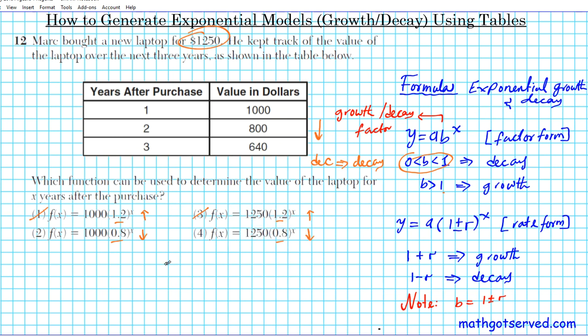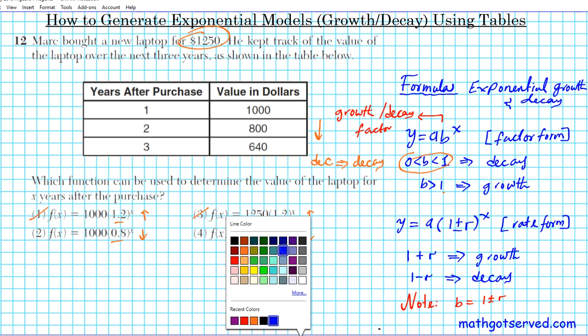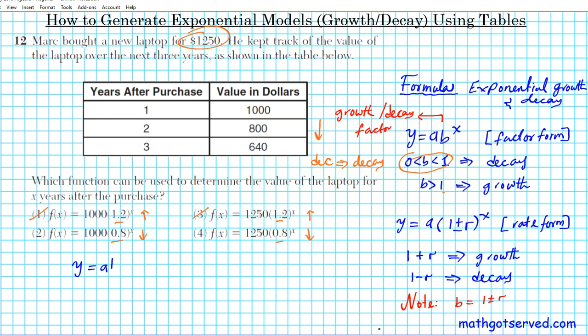First things first, we have our formula already. The formula is y equals ab to the x power. Let's find what b is first. In this case it's decay, so b is your decay factor. To find the decay factor, you simply take y2 and divide it by y1, or you can take y3 and divide it by y2. It doesn't really matter. So we're going to take 800 divided by 1000.